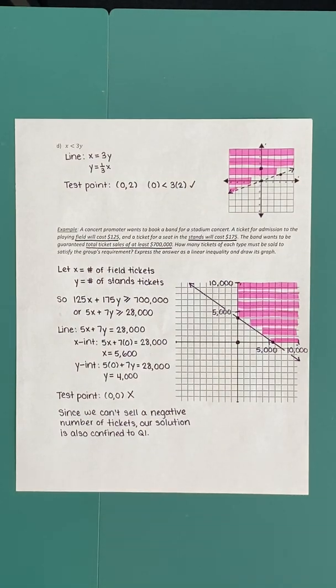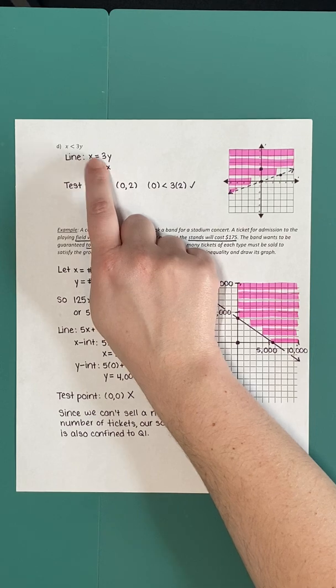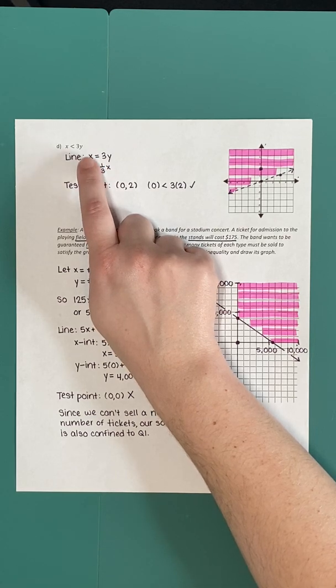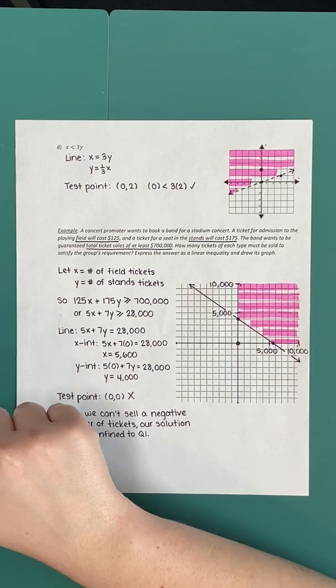X is less than 3y. Okay, so again, we can graph this using intercepts if we want, or we can graph using slope-intercept form, if that's something you're familiar with. All you need is 2 ordered pairs. So the line would be x is equal to 3y. Say we let x be 0. Well, if x is 0, then y has to be 0 as well in order to make this true.